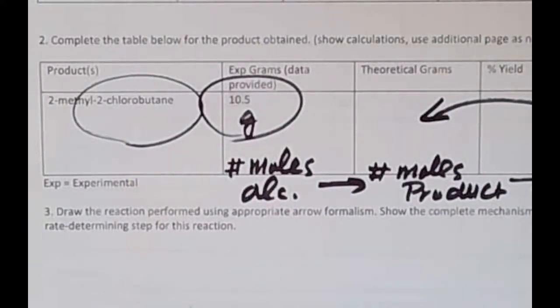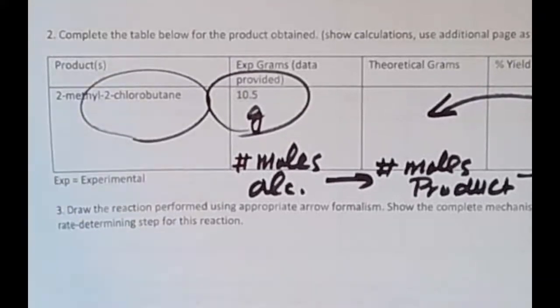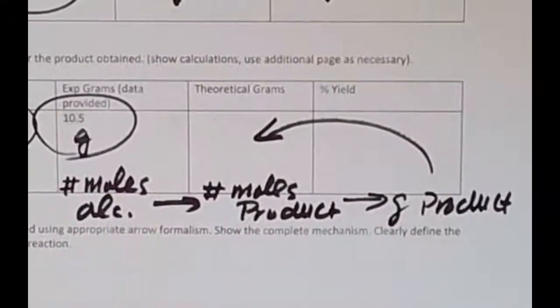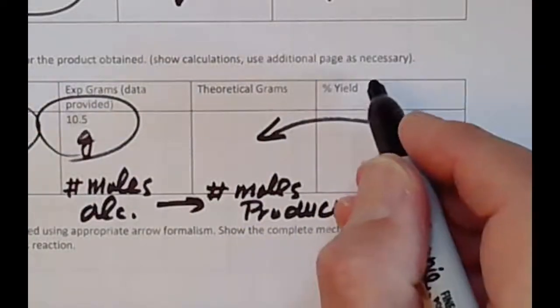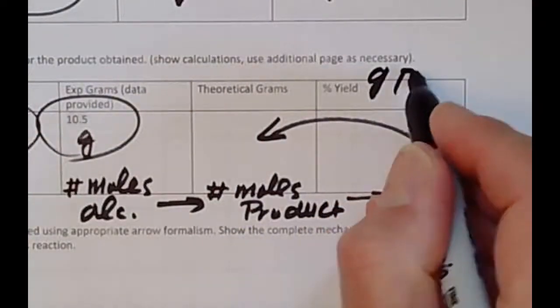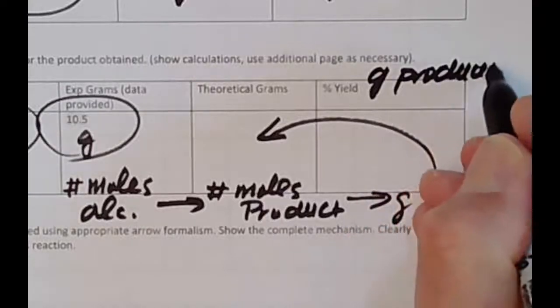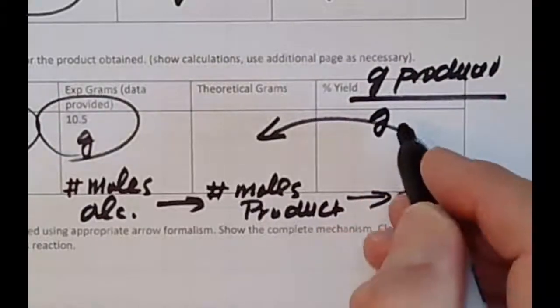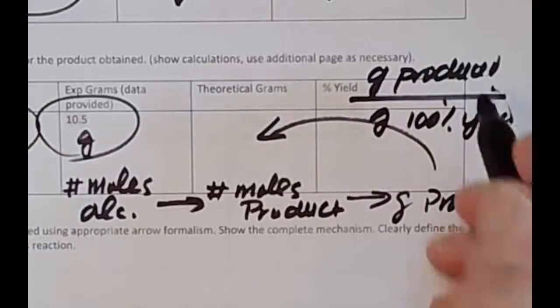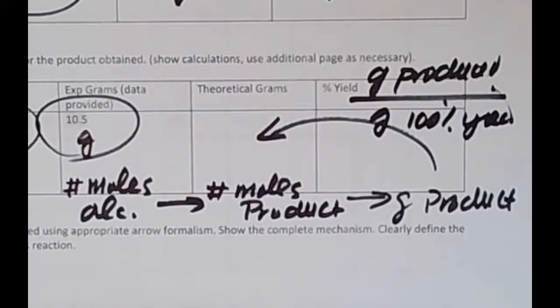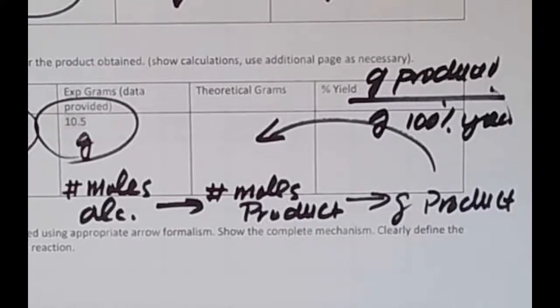So how much should you really have? Of course, we never have that much. We always have a little bit less. So now we can measure the yield. The yield is the grams produced over the grams for 100% yield. Or we can use the number of moles. Either way is fine. So we need to report, based on that 10.5 grams, what percentage yield we have.